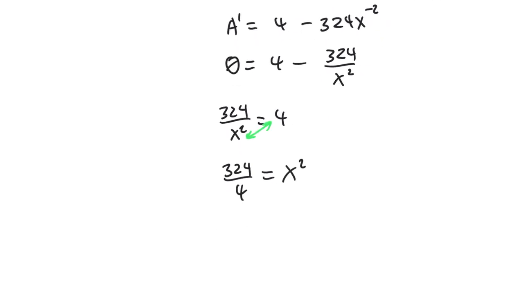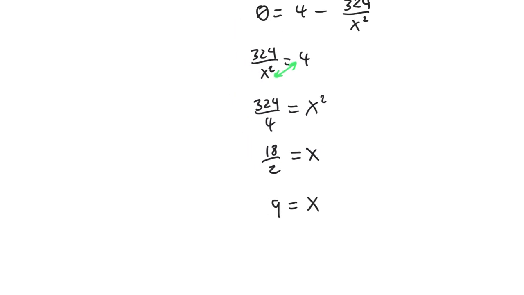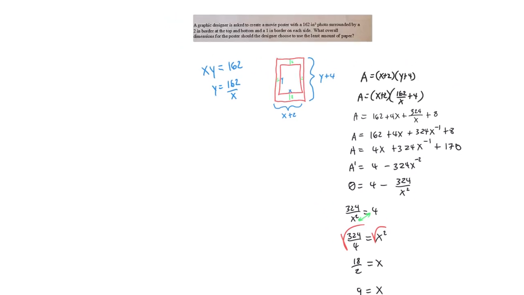Now, square root of both sides would give us, only focusing on the positive, square root of 324 over the square root of 4, which is 18 over 2, believe it or not. And then that's going to be x equals 9. Okay. So to be clear, we took the square root of both sides, and we only considered the positive version because it would not make sense to have a negative x value in this context.